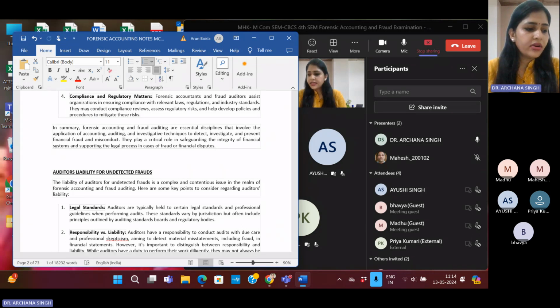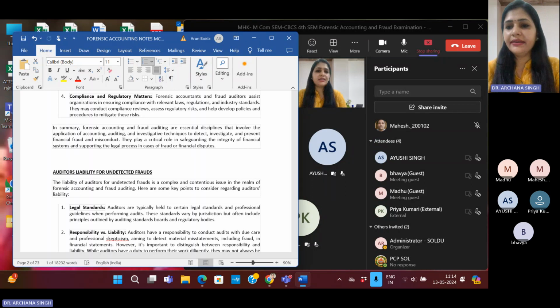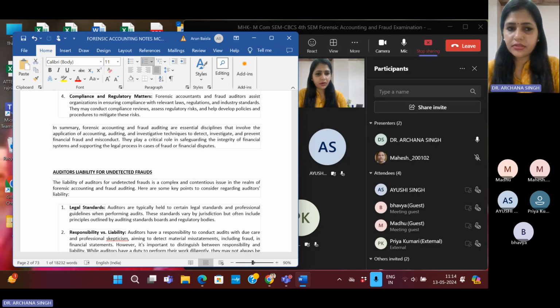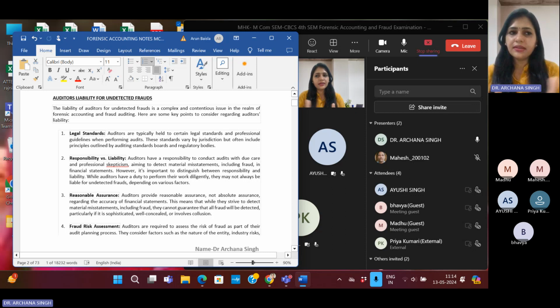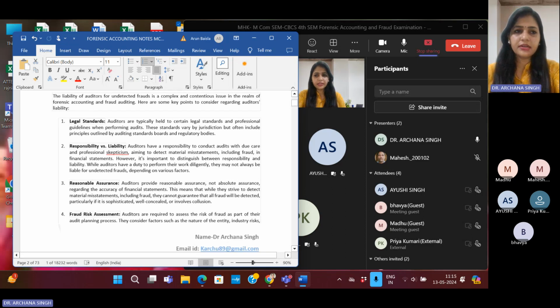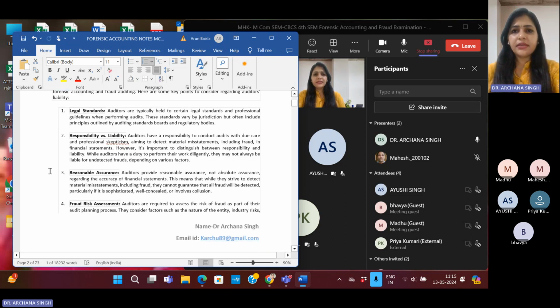Next is what is the auditor's liability for these undetected frauds, how auditor is being liable and what are his duties and responsibilities regarding these undetected frauds. First of all, the liability of auditors for undetected fraud is a very complex and continuous issue in the realm of forensic accounting and fraud auditing. So there are some key points regarding auditors' liability in regard to it. First is your legal standard.